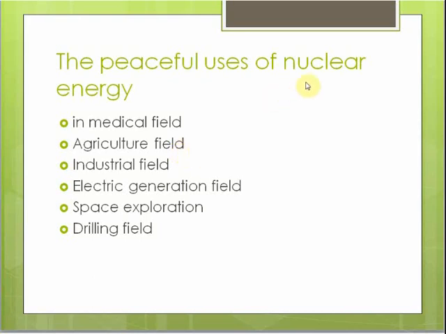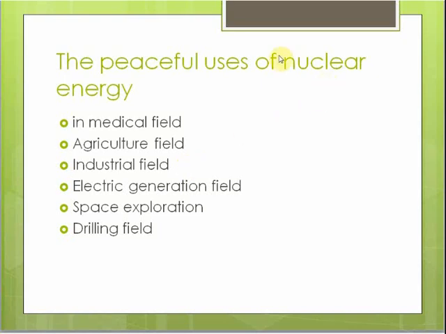We can use nuclear energy in another field, which is the industrial field. Nuclear energy in the industrial field is used to convert sand into silicon sheets. These silicon sheets are used in manufacturing computer processors. Okay, and the processor of a computer is considered the brain of the computer. So nuclear energy has a great importance also in the industrial field.